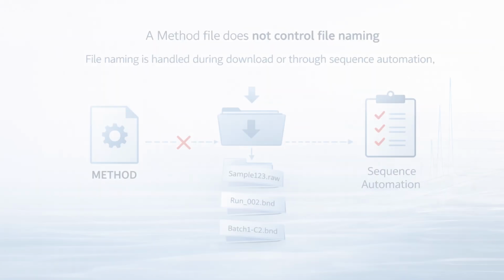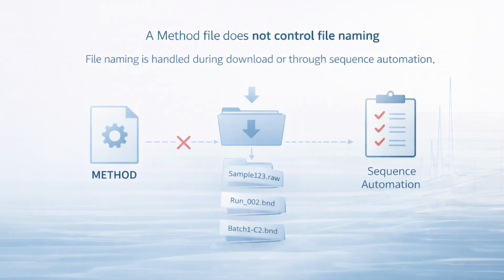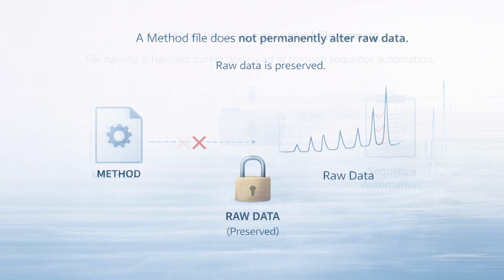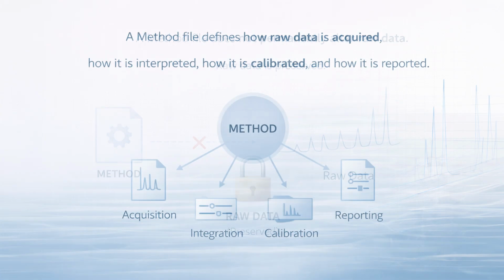Now let's step back. A method file does not control file naming. File naming is handled during download or through sequence automation. A method file does not permanently alter raw data. Raw data is preserved. A method file defines how raw data is acquired, how it is interpreted, how it is calibrated, and how it is reported.